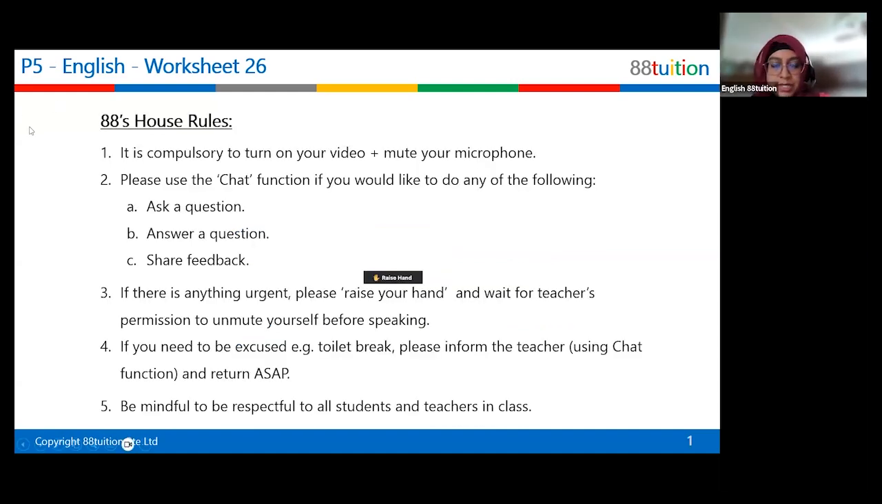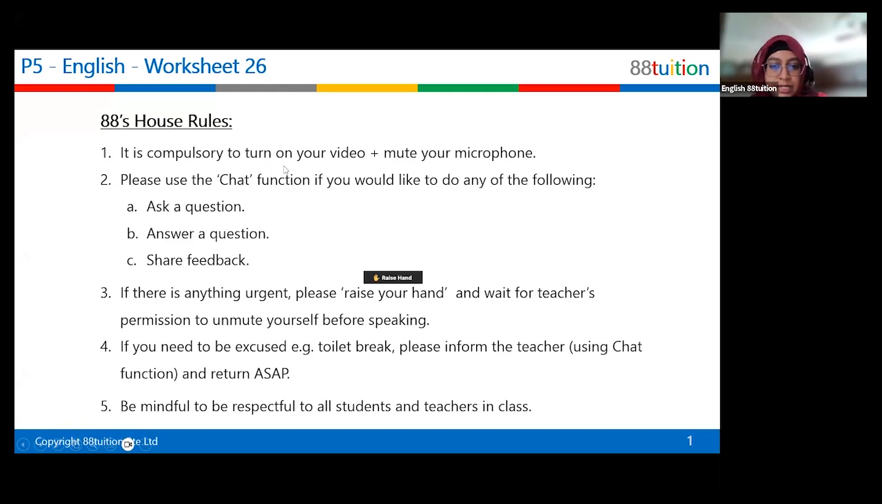Just basic house rules for the new students. If you need anything to ask me, you've got to use the chat function. You've got to leave your video on throughout and mute your microphone. Your video has to be turned on throughout because we will check for attendance purposes as well. If you have anything urgent you want to ask me, use the raise your hand function, and then I will let you unmute yourself before you ask me the question. If you want to go to the toilet, you have to let me know. You cannot just disappear from the screen.